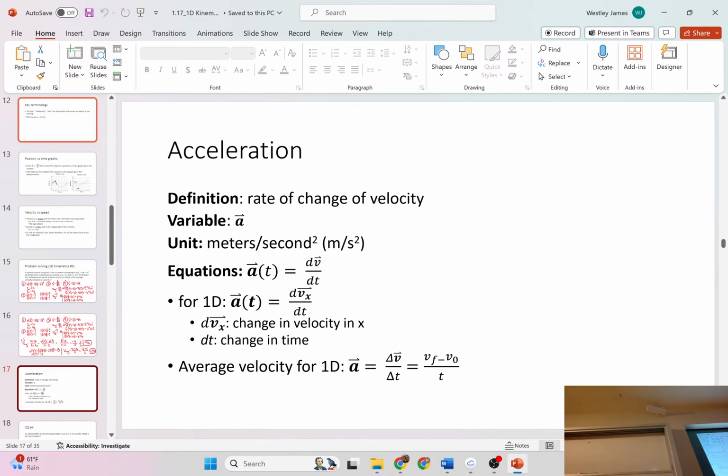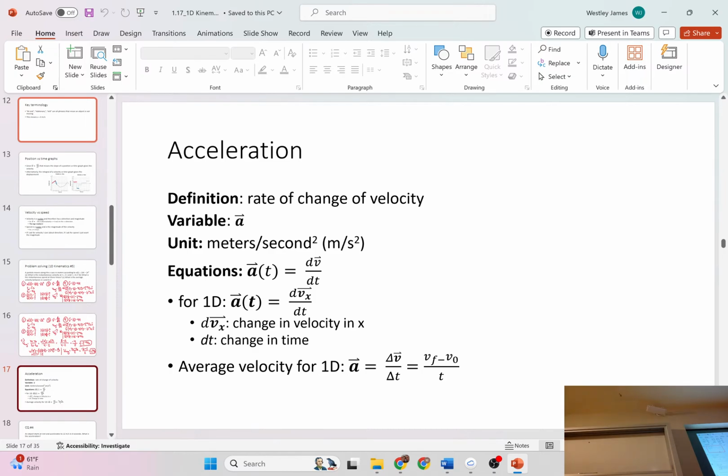It's the rate of change of velocity. So velocity is the rate of change of position with respect to time, the derivative of position with respect to time. Acceleration is the derivative of velocity with respect to time. So it's derivatives all the way down. If you take the derivative of position, you get velocity. If you take the derivative of velocity with respect to time, you get acceleration.